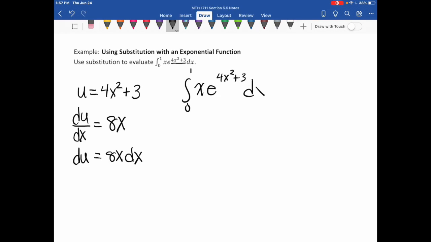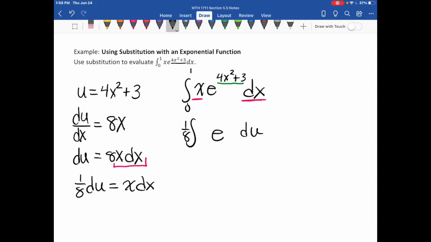So when I rewrite the integral from 0 to 1 of x e to the 4x squared plus 3 dx, I figured out to replace this with u, but I still need to figure out how to substitute x dx. So I need to isolate x dx. I'm going to divide both sides by 8 so I can identify what to substitute for x dx. So I have 1/8 du is equal to x dx.